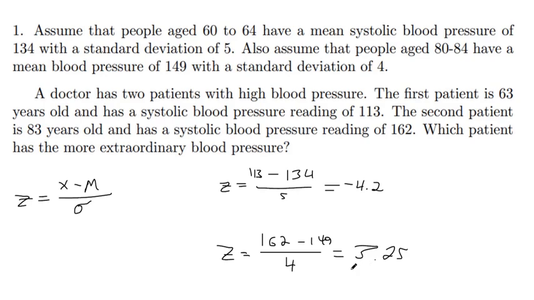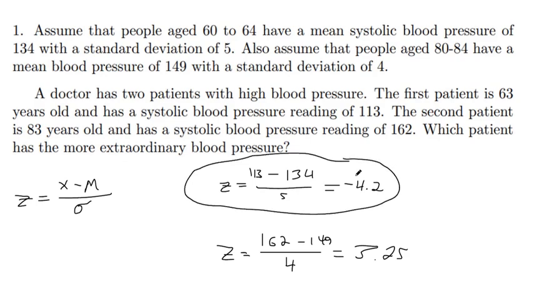And then same thing for this one, except this one's in the other direction. Z equals 0 is average. So 3.25 is relatively high. They're quite a bit above the typical blood pressure for their age. Which patient had the more extraordinary blood pressure? This patient did, the first one, because their z-score is further from 0.